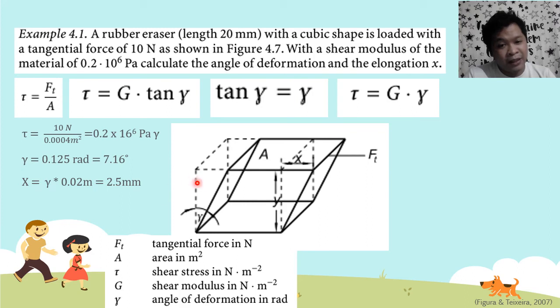So you can now get your x or your deformation. Ito yung x mo, which is equal to this length as well. The length of any side of the cube is 20 mm, so this one is 20 mm. Then opposite over adjacent tangent, so tangent gamma equals the ratio of your x divided by 0.02 meters. So to get your x, you simply multiply tangent gamma, or in this case gamma, by the length of one side to get this x, which is 2.5 millimeters.